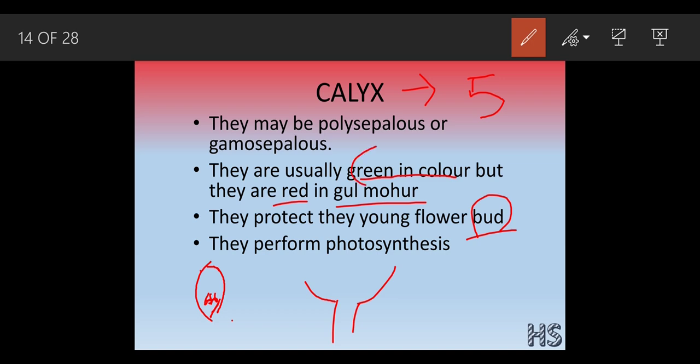As we have discussed, this is green in color, so they are going to perform photosynthesis also, because photosynthesis is usually carried out by the leaves. They can do this because they are green in color.